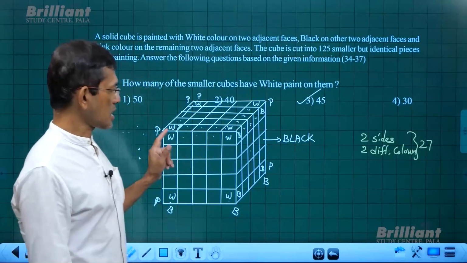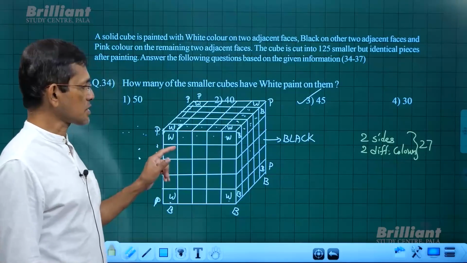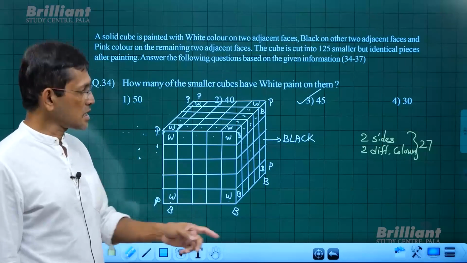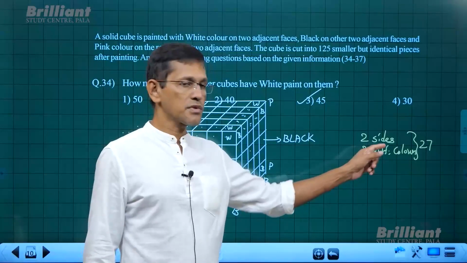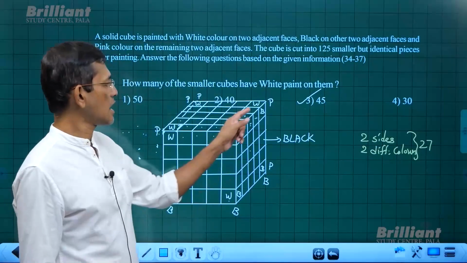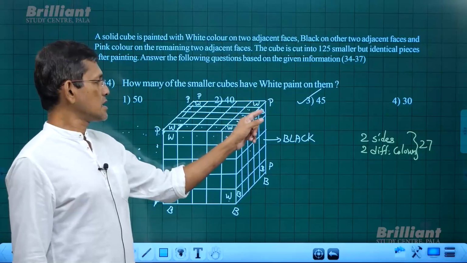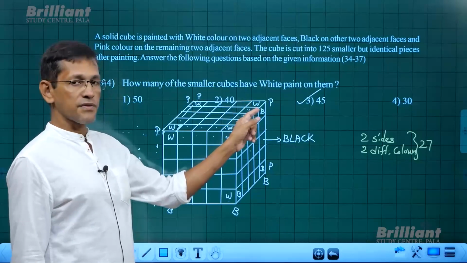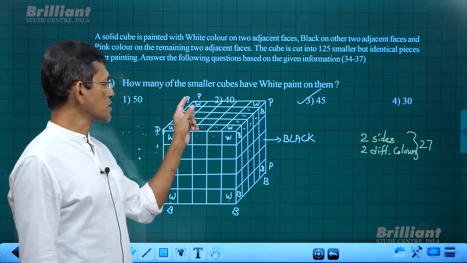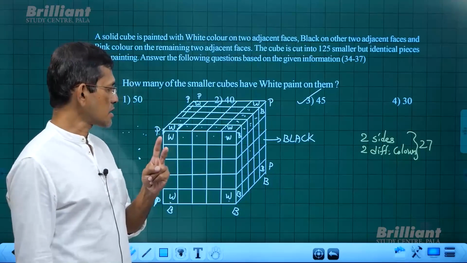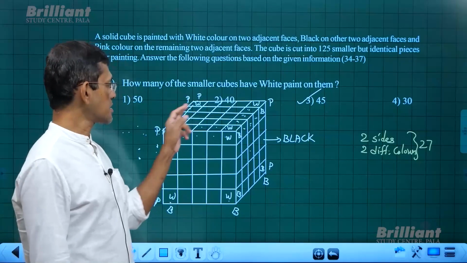Okay, let's look at that 27 plus. How many of the cubes have 2 colors? These are the cubes with 2 sides painted with 2 colors. At the same time, we have the corner cubes. Well, this cube has 3 different colors. However, look at this cube, pink and white. So that means it has only 2 colors. 3 sides painted but 2 colors.